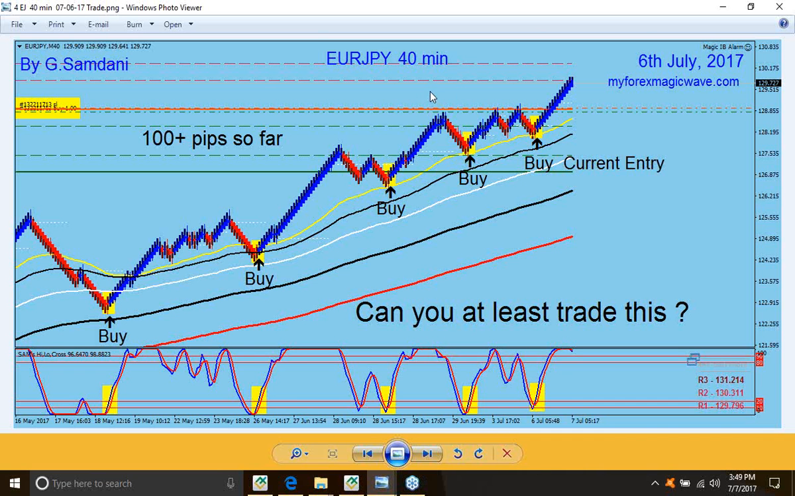CAD Yen, Euro Yen, Pound Yen, USD Yen, a couple of trades. So when the Yen is on the move, all the 8, 9 pairs will move. Some more, some less, but they all move. So you have to see which currencies are strong against the weakest.